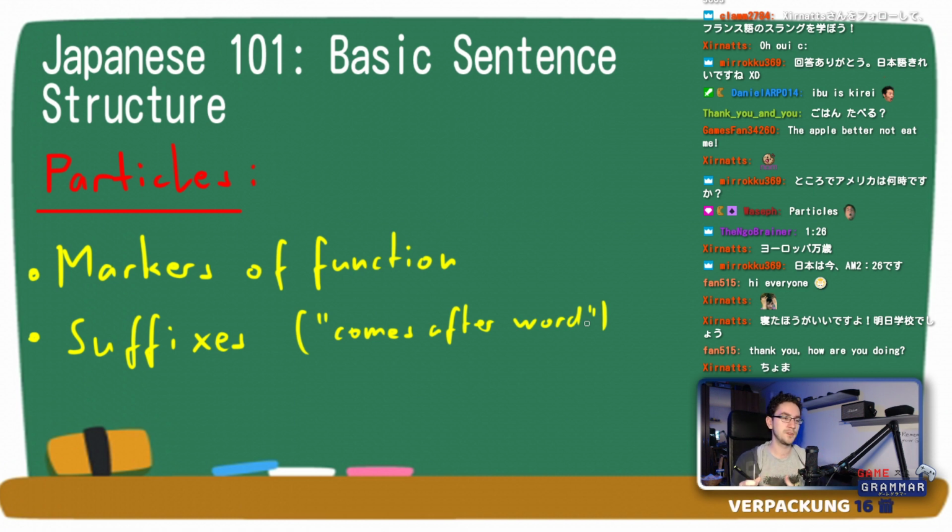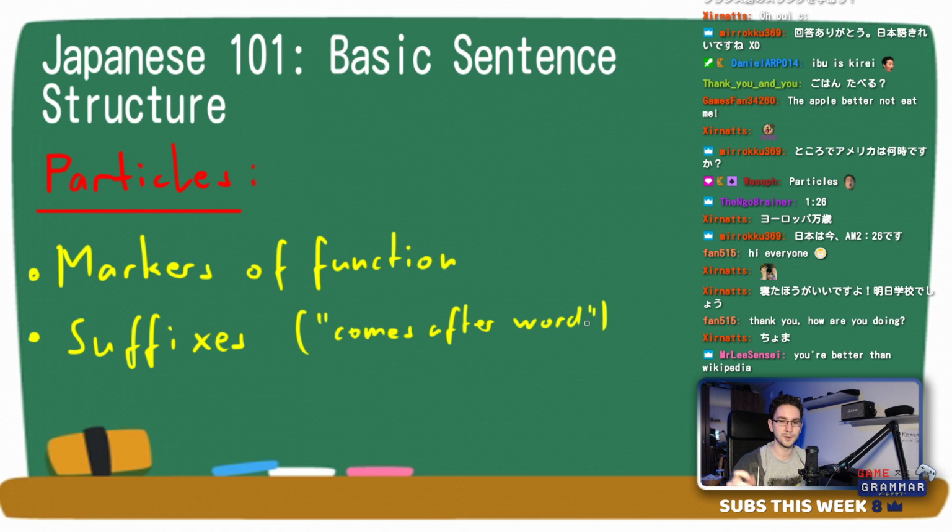So those are the two things that you need to keep in mind. Particles are markers of function. They are like little flag posts. They're like little tags attached to the word telling us exactly what that word is doing. Well, exactly may be a bit of an overstatement.